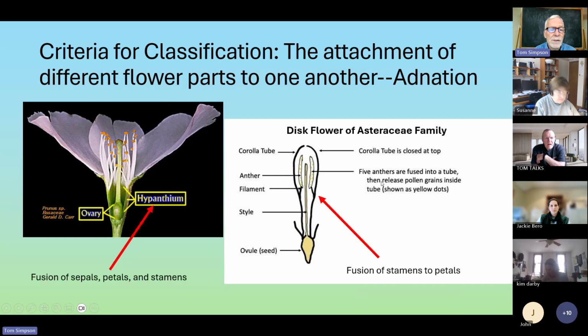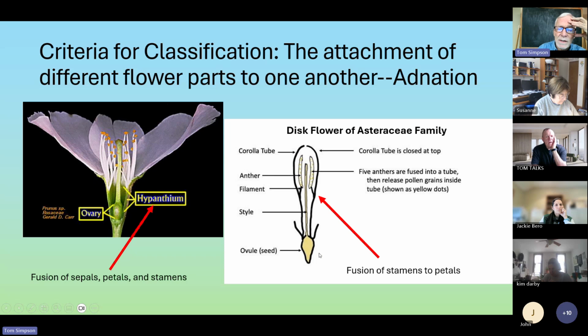We can also talk about the fusion of one part with a different part. So here we can have a flower where you can see the ovary at the bottom, and there's the style and the stigma up there. But look, the stamens seem to be fused to this one thing. This one thing is called the hypanthium, and the hypanthium is the fusion of the sepal, the petal, and the stamen, all into one structure. So these three things fuse together, and we call that adenation.